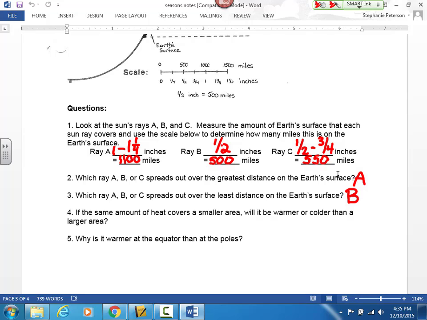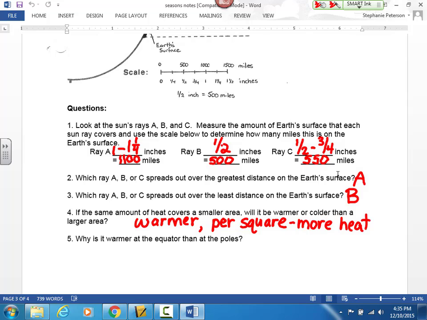Number 4, if the same amount of heat covers a smaller area, will it be warmer or colder than a larger area? And it will be warmer because there's more heat per square. I'm referencing back to your flashlight lab with this one. When we had a more concentrated beam on the flashlight, we counted the squares. There were less squares covered. That means each square gets more heat. So more heat for a smaller area.